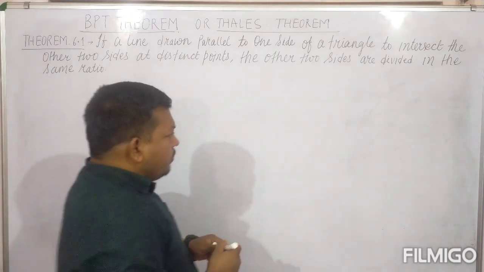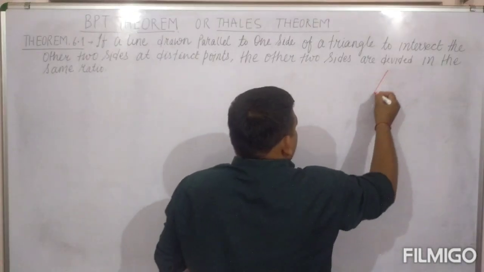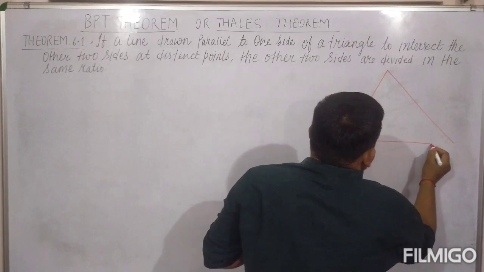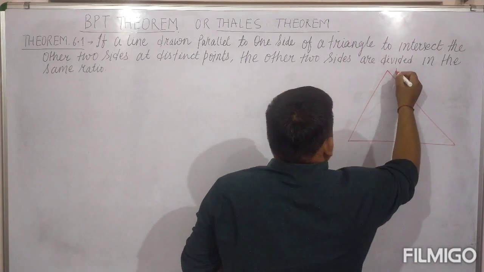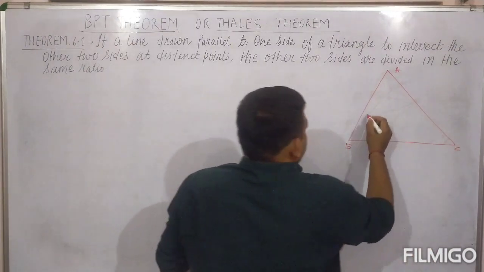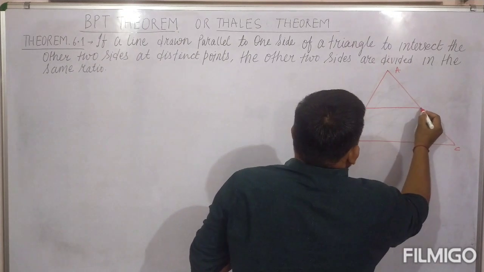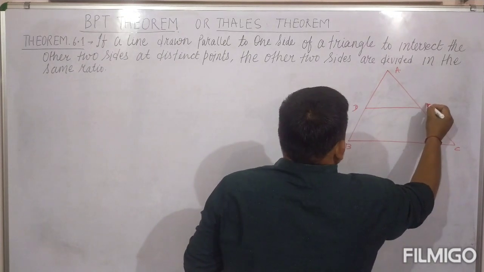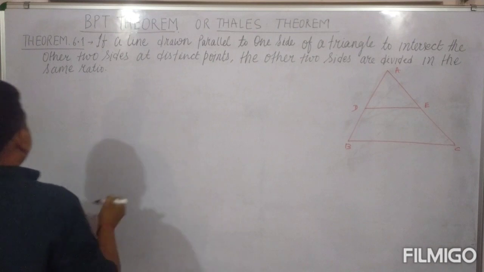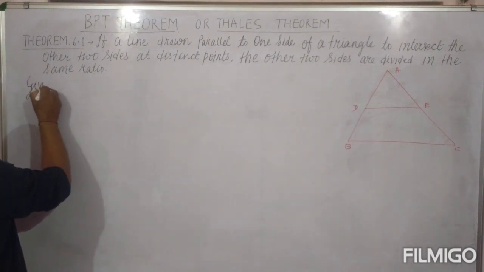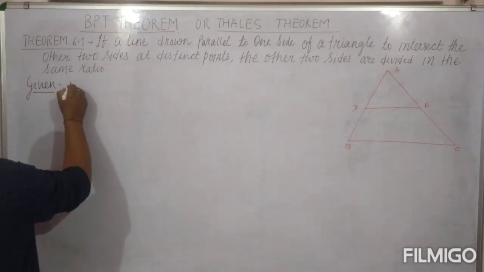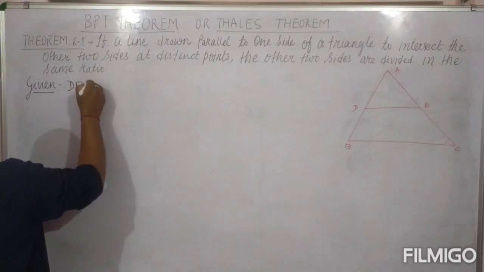Let us draw a triangle. This is triangle ABC, and a line we will draw parallel to BC. Name this line DE. Now what is given here? Only given: DE parallel to BC.